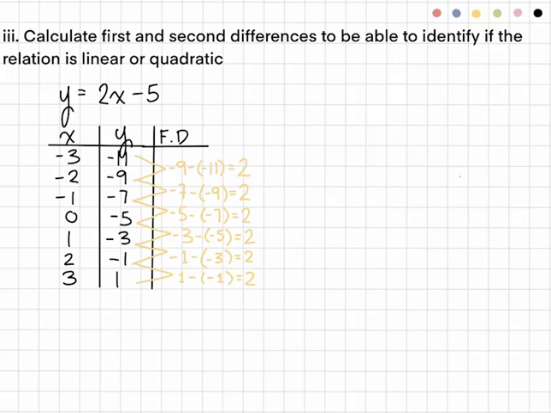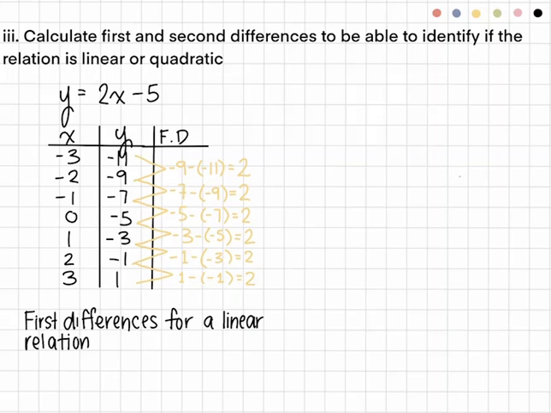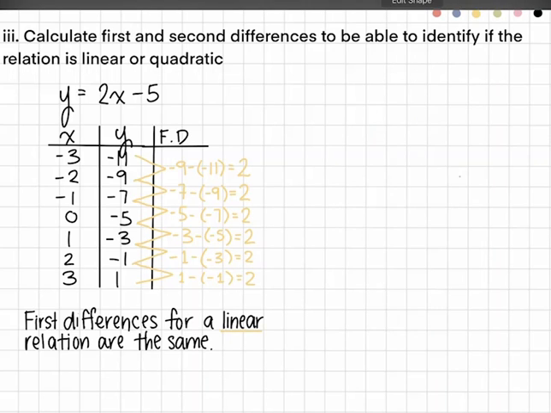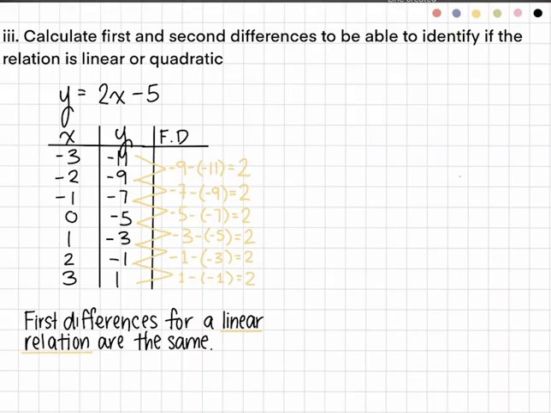When we see that the first differences are the same, we know that this relation is going to be linear. So we can write that down here. First differences for a linear relation are the same. There we go.